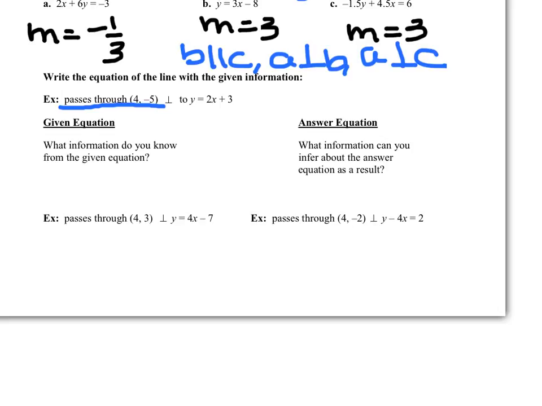This time the symbol says that it's perpendicular to the line y = 2x + 3. So the thing that I want to steal from this red line is its slope. And since it's in slope-intercept form, I can do that. So the slope of the red line is 2.